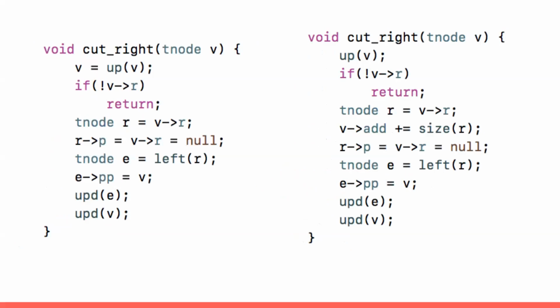Cut right. So what difference do we have in cut right? If we make some vertex slide from heavy, we should make PP equal to this vertex. And also for this vertex, we should add the size of that subtree that we are cutting. Yeah, actually that's it for cut right.